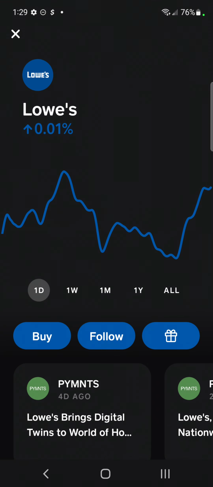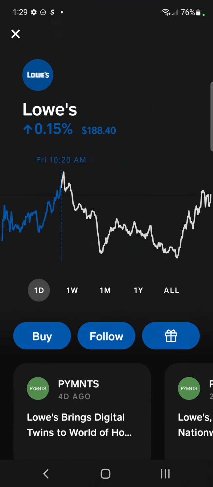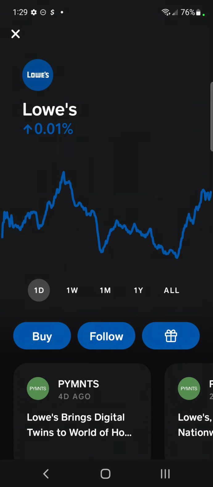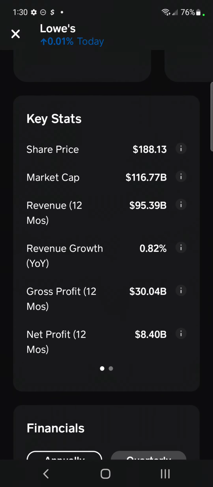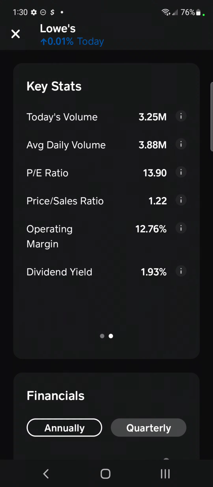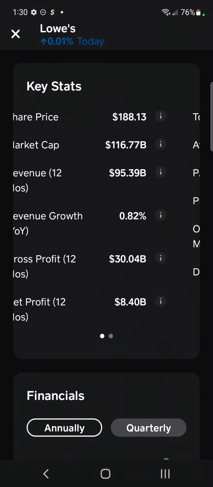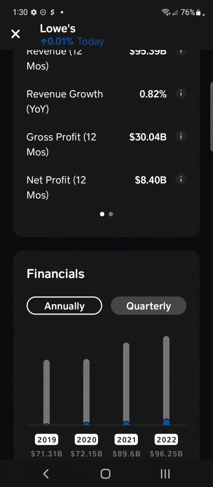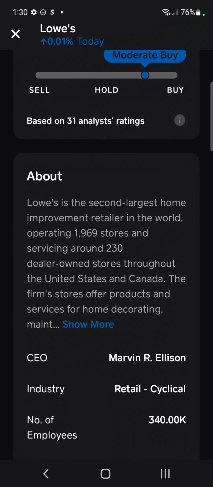You've got your daily, weekly, monthly, and yearly chart, and you can drag your finger and see what the stock has done as far as the share price, and then you scroll down and it will give you key stats on the price, the market cap, so you can get a lot of information on each stock in Cash App. I was actually very impressed when I first signed up and started using it, as to the amount of information that it gives, and it's pretty up to date.